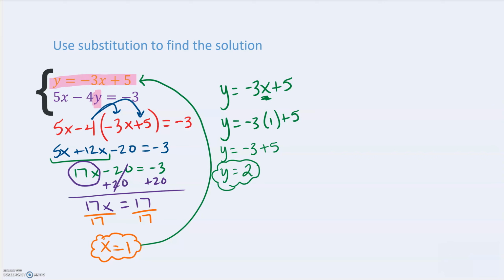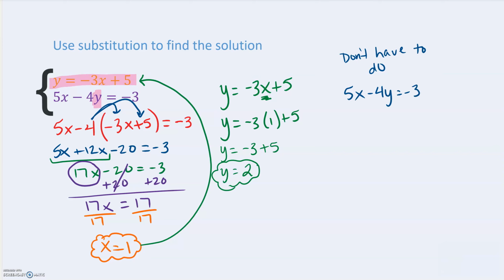Now, I chose to use the first equation because it was already set up nicely. But we can use the second one if we want, and I'll show you. I'm going to write on top, you don't have to do this. When you look back, I want you to remember, you only need to choose one. But we can say 5x minus 4y equals negative 3.